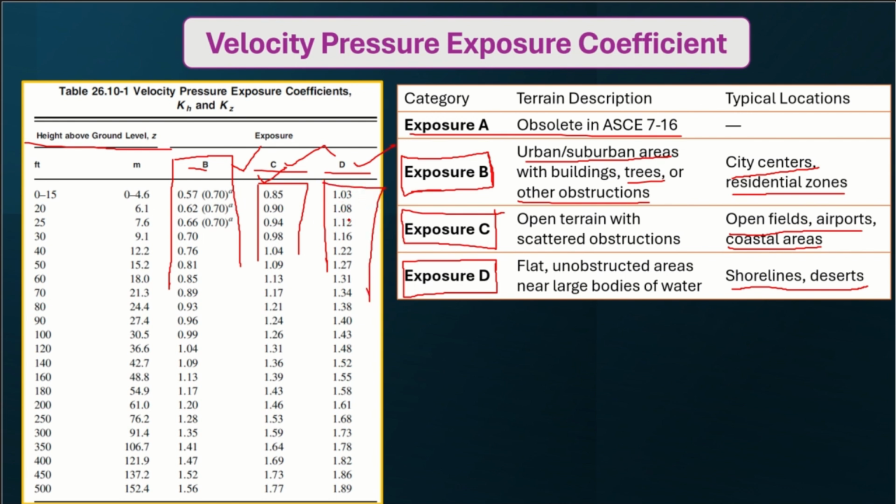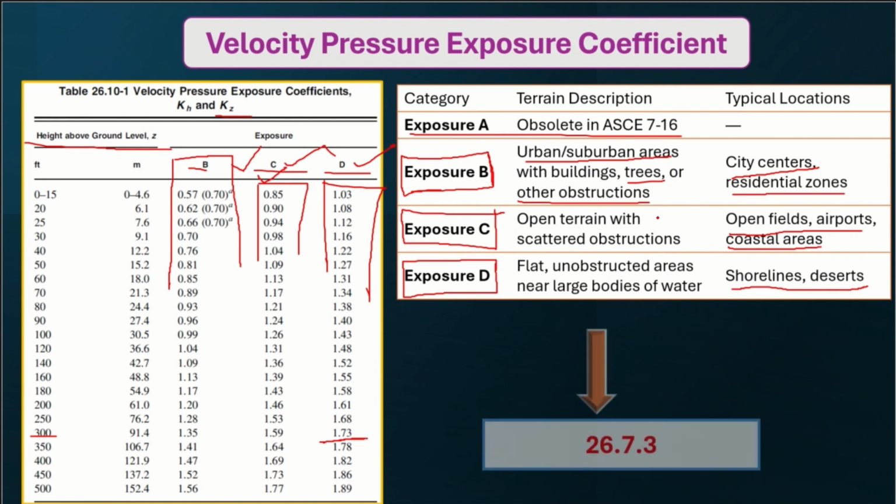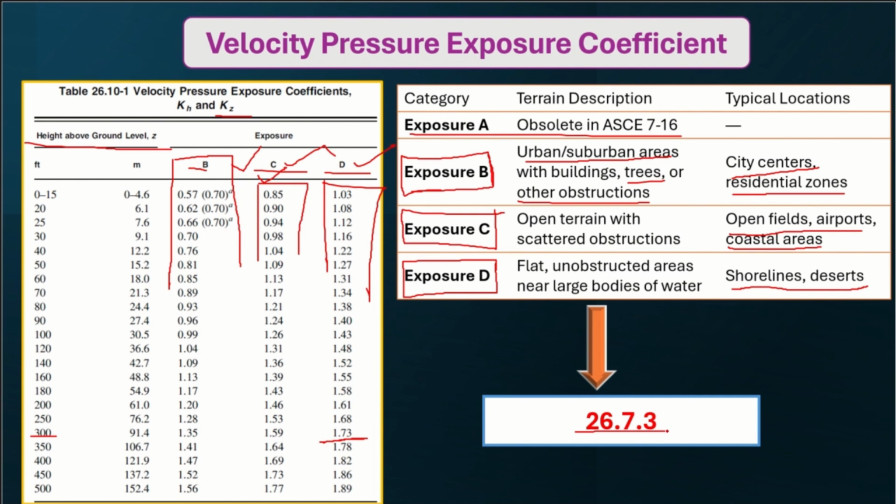So the factor is increasing because your wind speed is higher at these locations. So this is what exposure category says, guys. Your Kz value depends upon the height of your tank and these exposure categories. For example, if your tank height is 300 feet and your exposure category is D, you need to take 1.73 as your Kz value in the pressure equation. This table you can find in 26.7.3 from ASCE 7-16, guys.